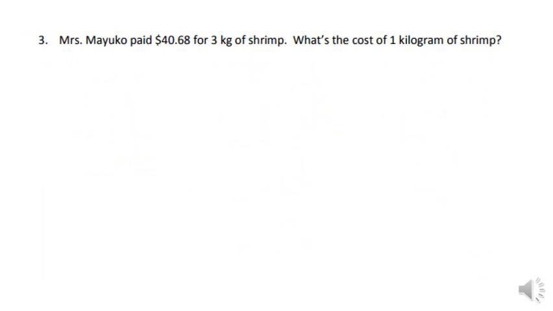Okay, question 3. Miss Mayuko paid $40.68 for 3 kilograms of shrimp. What's the cost of 1 kilogram? Okay, the first time I read it was just for the gist of it. Now I know she paid $40.68 for 3 kilograms. They want to know what the cost of 1 kilogram is.